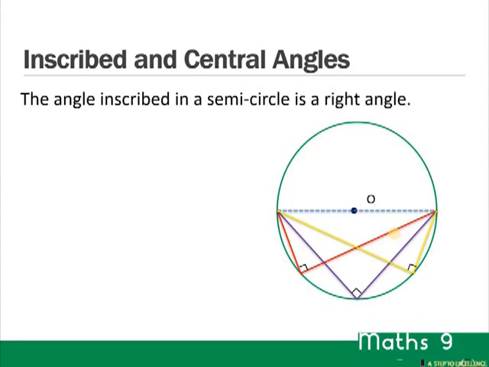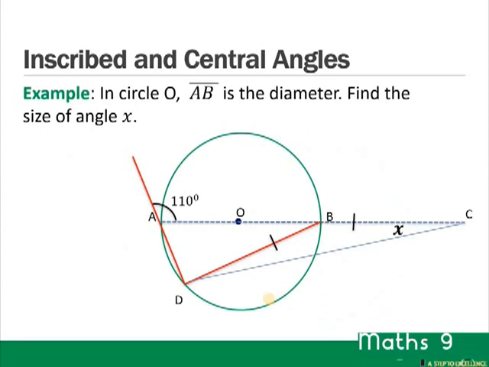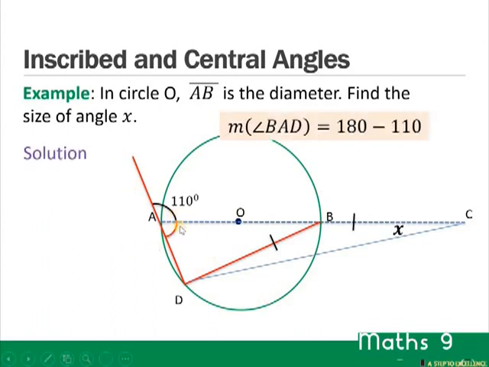The angle inscribed in the semicircle is a right angle. Example: in circle O, AB is the diameter. Find the size of angle X. Let's start by filling in this missing angle here. This is angle BAD, and it's equal to 180 minus 110, which is 70.